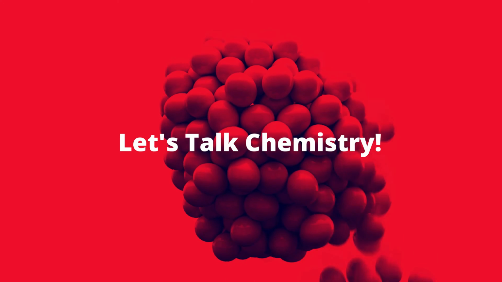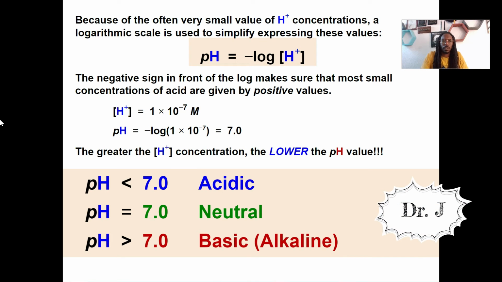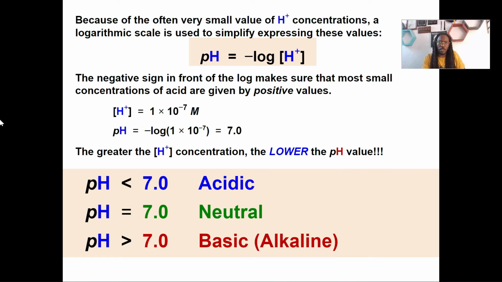Because of the often very small value of H+ concentrations, as we mentioned before, a log scale is used to simplify expressing these values. So, for instance, if we want to find the pH, we're going to use this equation here. pH equals negative log of our H+ concentration. Now, the negative sign in front of this log is to make sure that most of our small concentrations of acid are given as a positive value. Okay, so that's why we got this negative here.